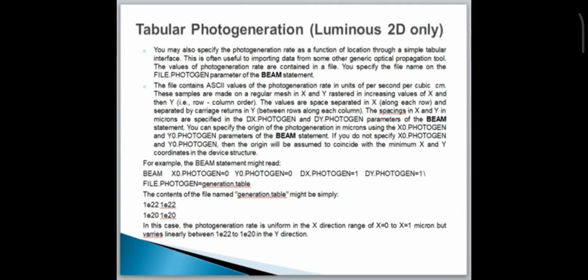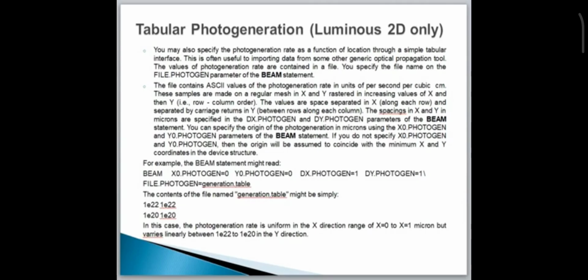For example, in the beam statement, xnode.photogen is used for the origin of the photo generation in the x direction, and ynode.photogen is used for the origin of the photo generation in microns in the y direction. Dx.photogen is used for defining the spacing in x in microns as a specified parameter.